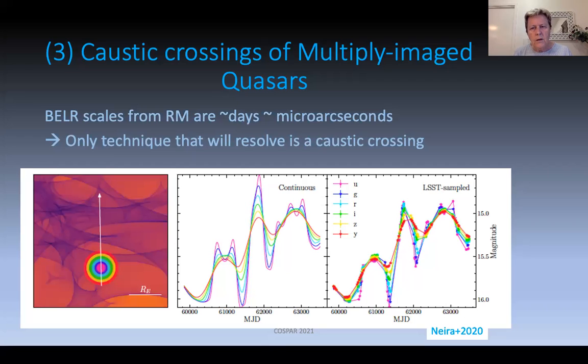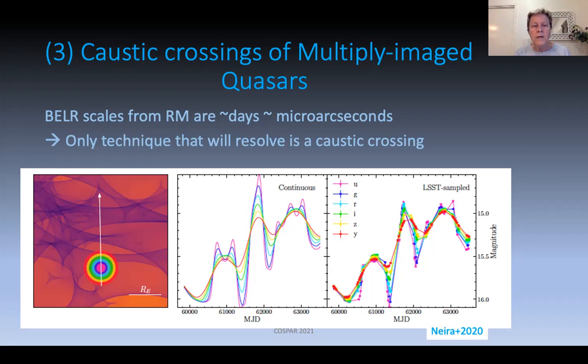So the next technique that can be used to image this disk wind is caustic crossings. And the basic idea here is that we have a multiply imaged quasar. So essentially we're seeing a quasar from 2 or 4 different directions, ideally 4 different directions. And then as those different quasar images move across the caustic network created by the stars in the macro imaging galaxy, different parts of the quasar are magnified by different amounts.